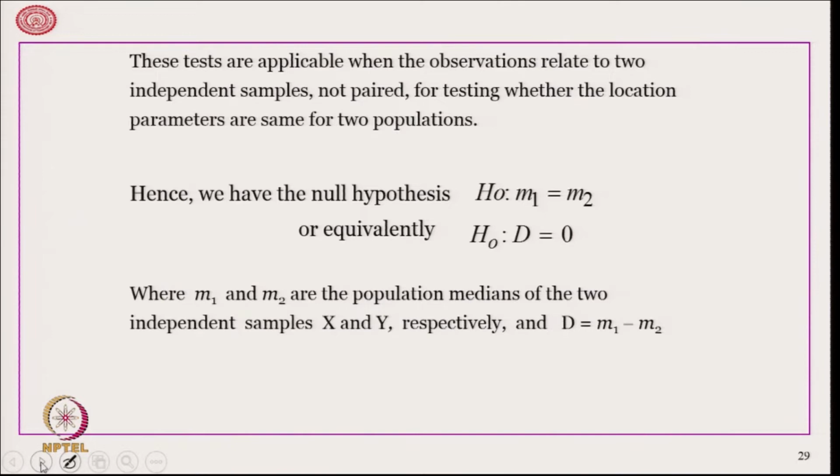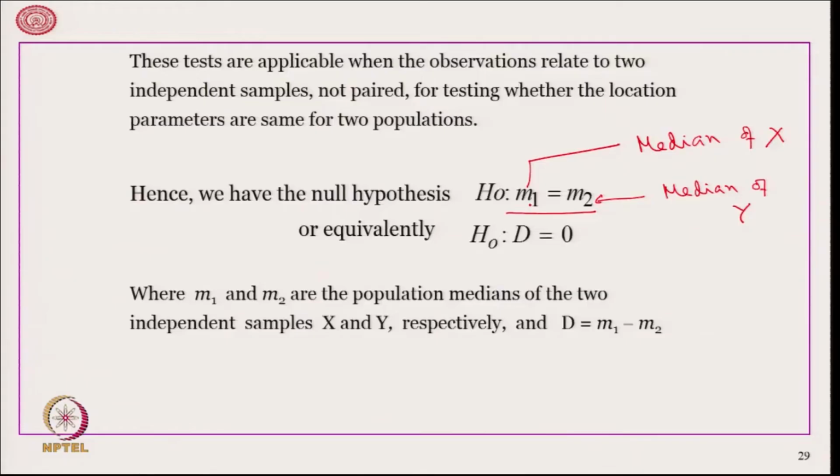So, what are we testing? We are testing the null hypothesis that M1 is equal to M2. That means, if M1 is the median of the X population and M2 is the median of the Y population, we are checking whether these two populations have the same median. But notice that having the same median does not mean that these two populations have the same distribution. We shall also have to look at the dispersion of these two populations, which we shall look at in lecture 4, which is called a scale problem.